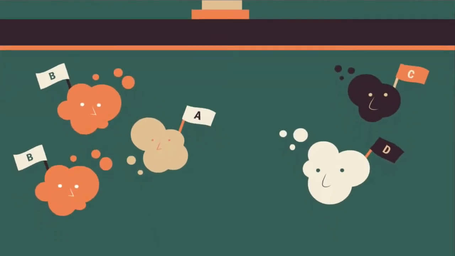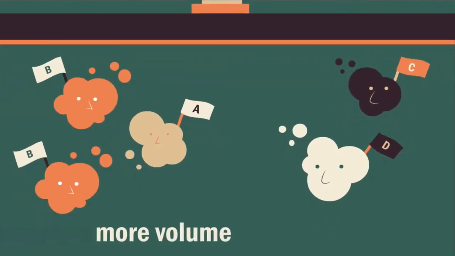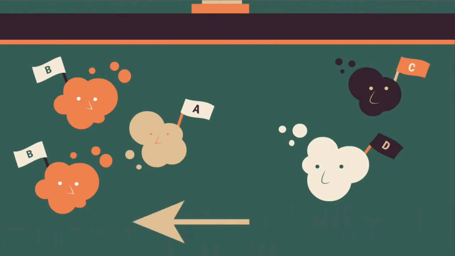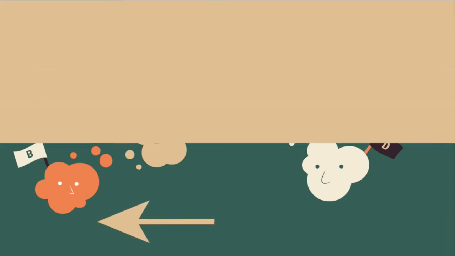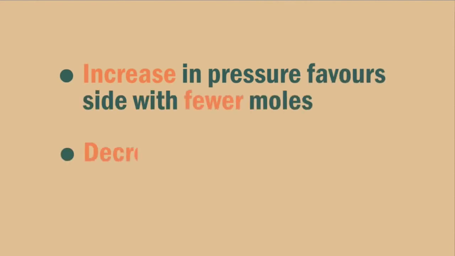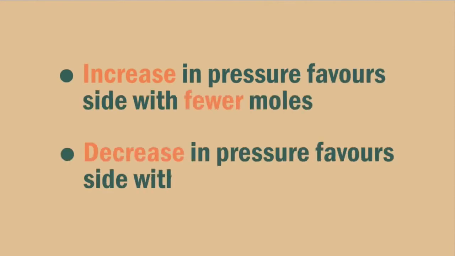A decrease in pressure means that there is an increase in volume, so there is more space. Equilibrium shifts to the side with more moles, so in our example, equilibrium shifts to the left. So an increase in pressure favors the side with fewer moles, and a decrease in pressure favors the side with more moles.